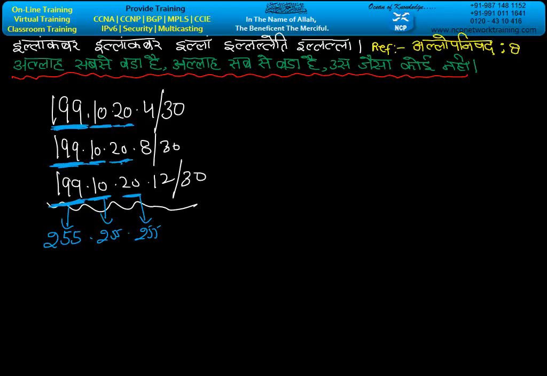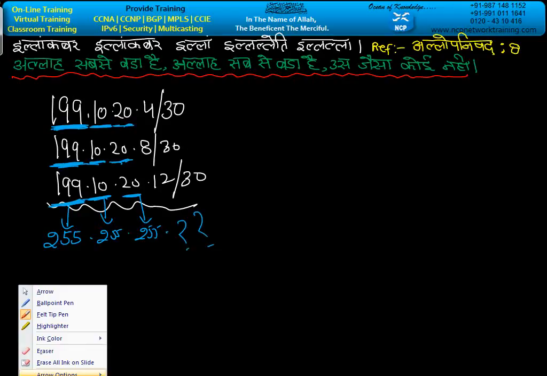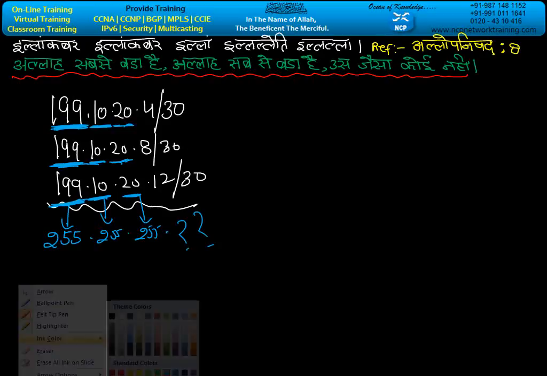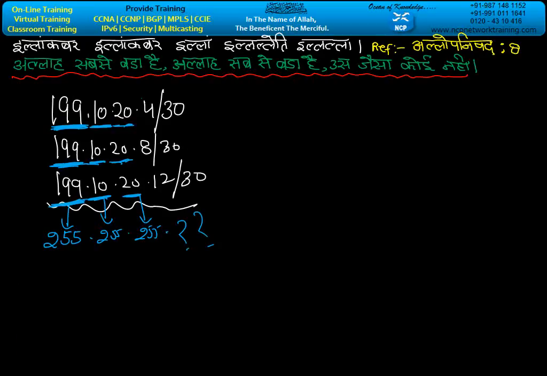Now, but in fourth octet we cannot say how many bits are common. What you will do? You will take the uncommon octet and convert only the uncommon octet. Do not convert into binary the common octet. Convert only the uncommon octet. That is the uncommon octet: 4, 8, 12.